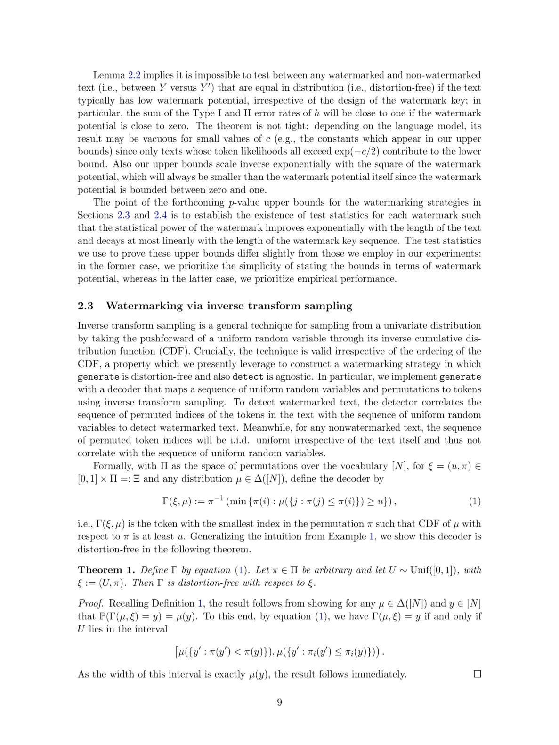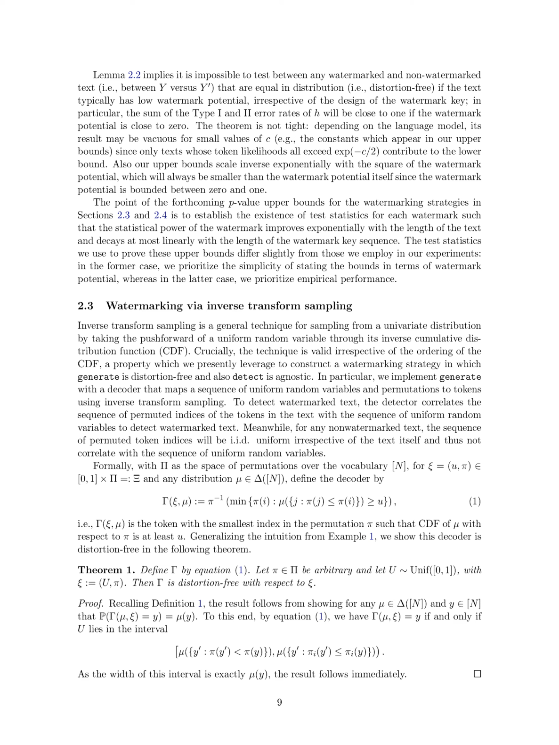To explain this formally, let's consider Π as the space of permutations over the vocabulary n, and for ξ equals (u, π) in [0,1] times Π, and any distribution μ in Δ(n), we define the decoder Γ(ξ, μ). This is the token with the smallest index in the permutation π such that the CDF of μ with respect to π is at least u. We can show that this decoder is distortion-free. We have a theorem that supports this.